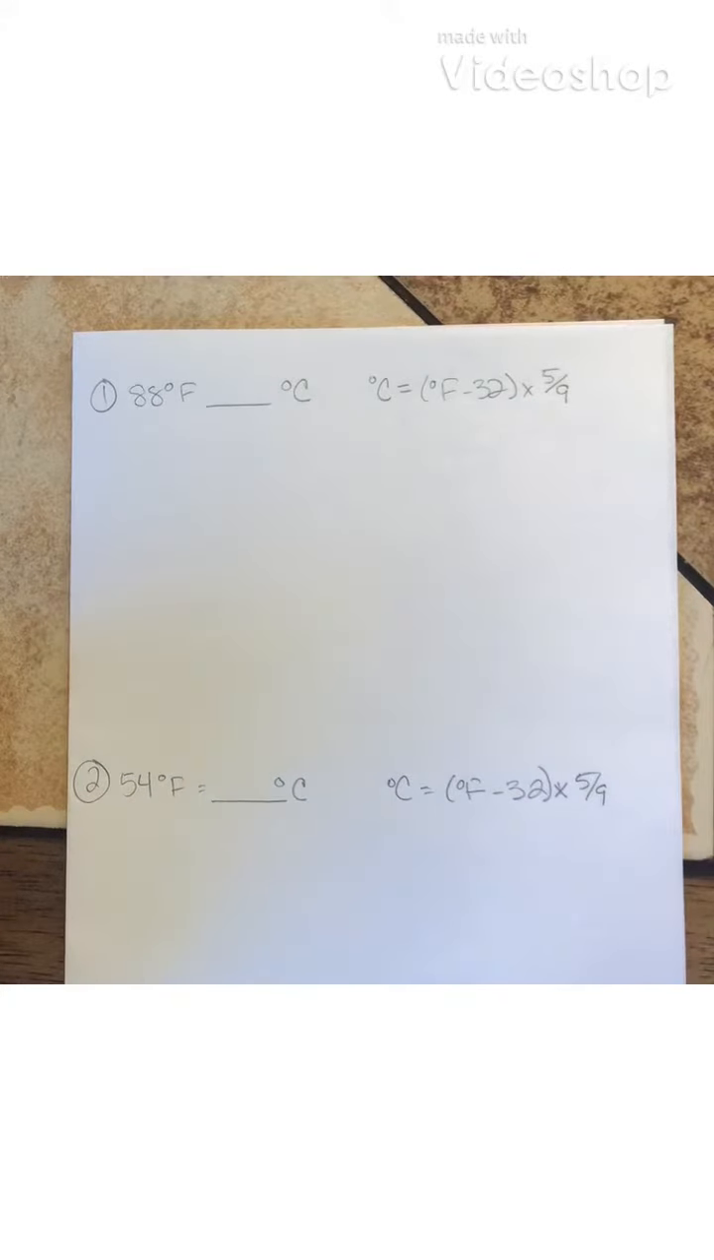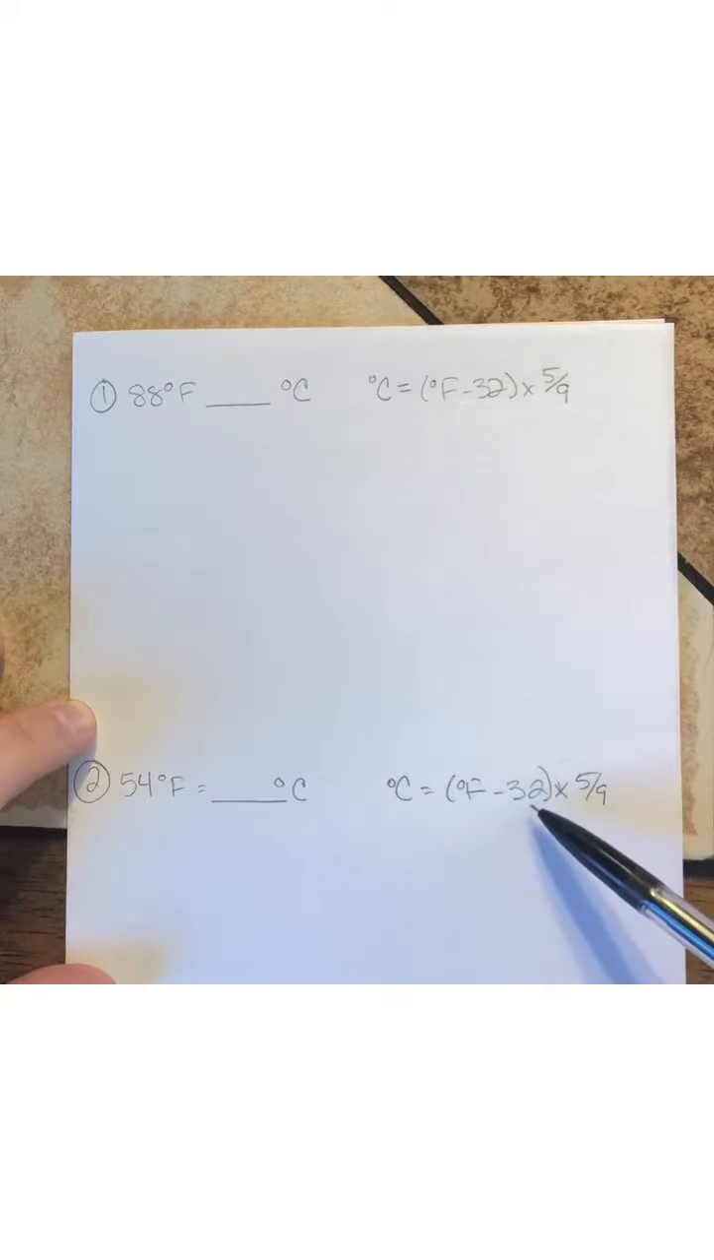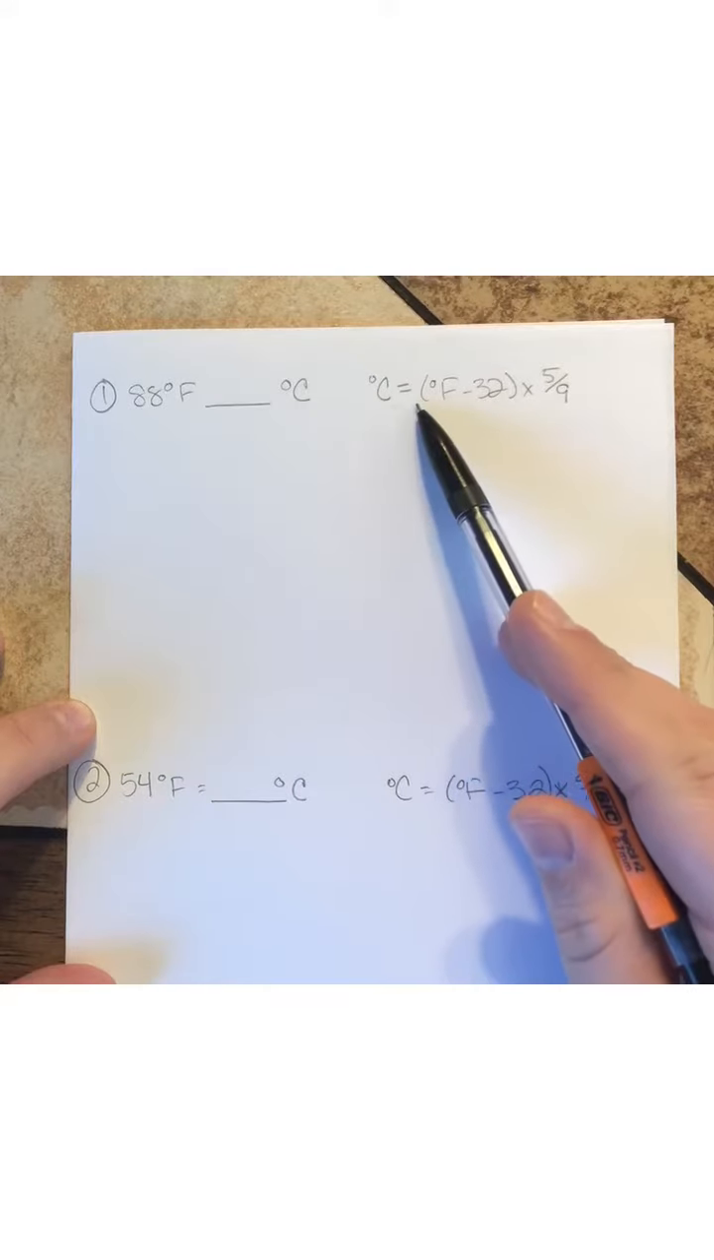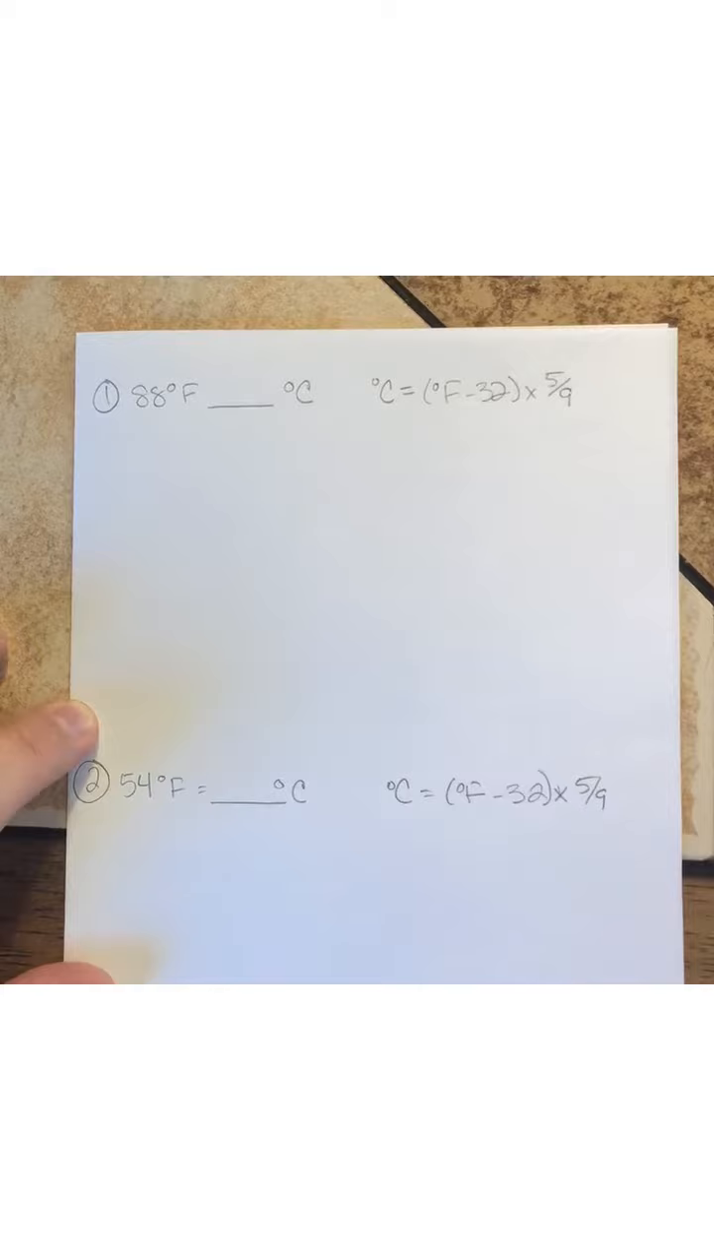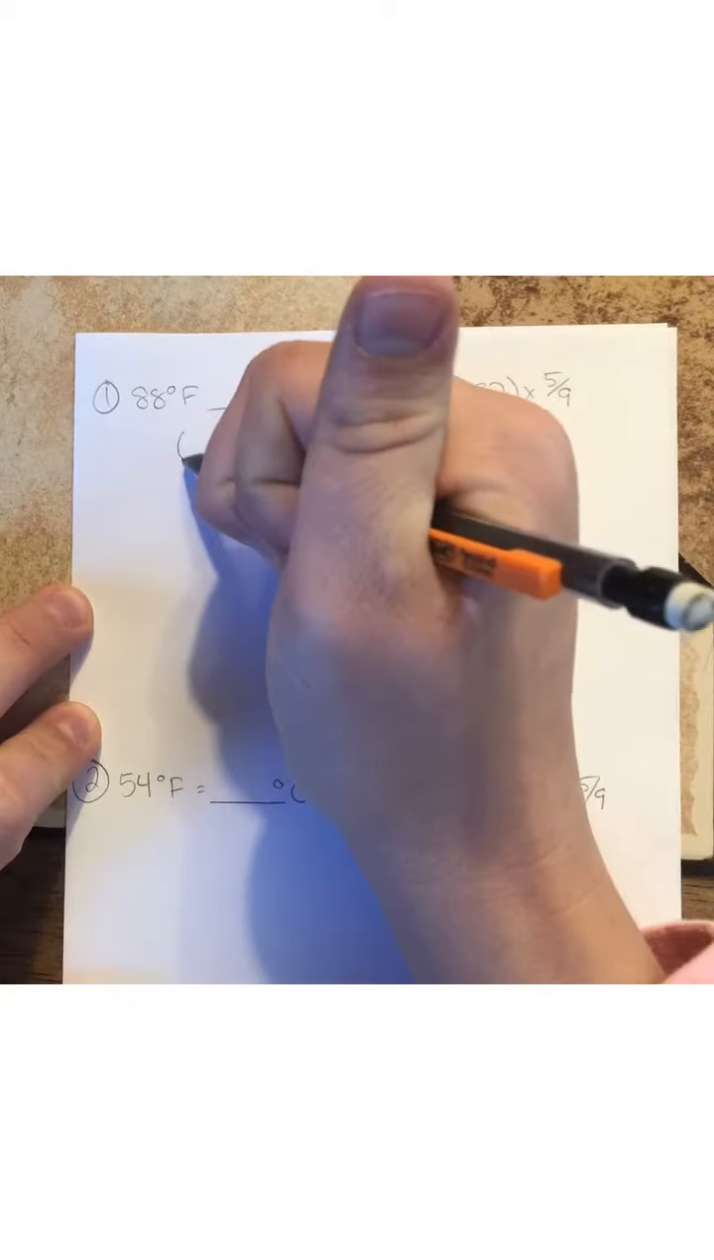For this section, we're going to be doing temperature conversions, going from Fahrenheit to Celsius. I've written the equation next to each problem. Degrees Celsius equals degrees Fahrenheit minus 32 times 5/9. So I'm going to first plug that number into my equation.